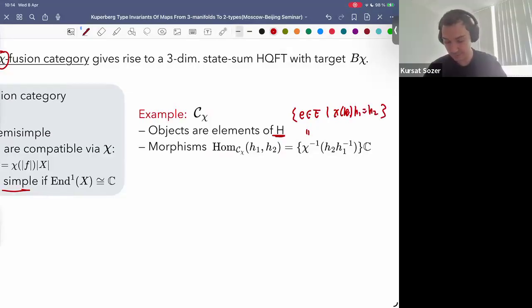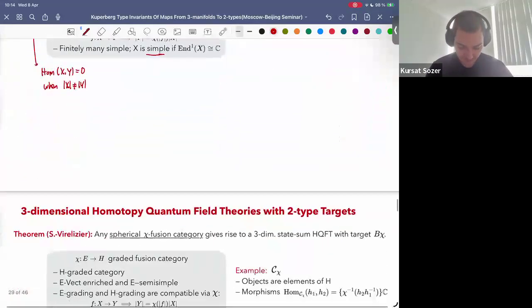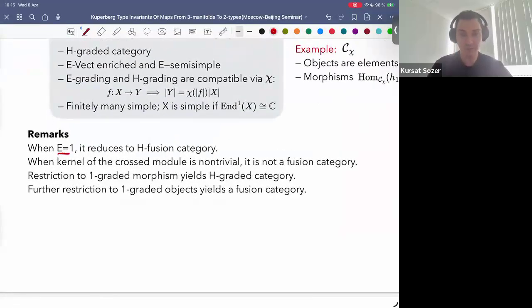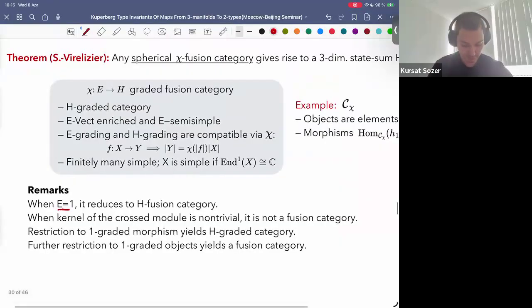Right? This can be related like this. It's a linearization of this thing. How many such elements we have, and then we take the previously generated complex vector space from these elements. Okay? And the remark is, when E is 1, it reduces to the H fusion category, as expected.